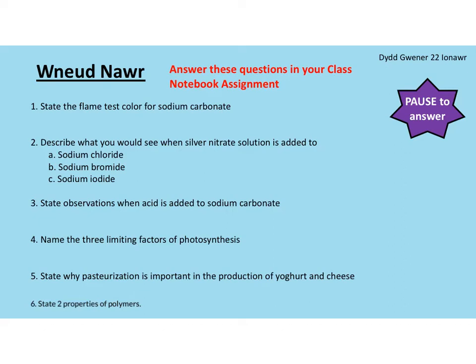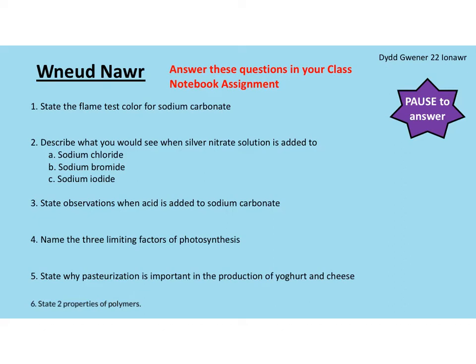Number 1 is state the flame test colour for sodium carbonate. Number 2, describe what you would see when silver nitrate solution is added to A, sodium chloride, B, sodium bromide, and C, sodium iodide. Number 3, state observations when acid is added to sodium carbonate.